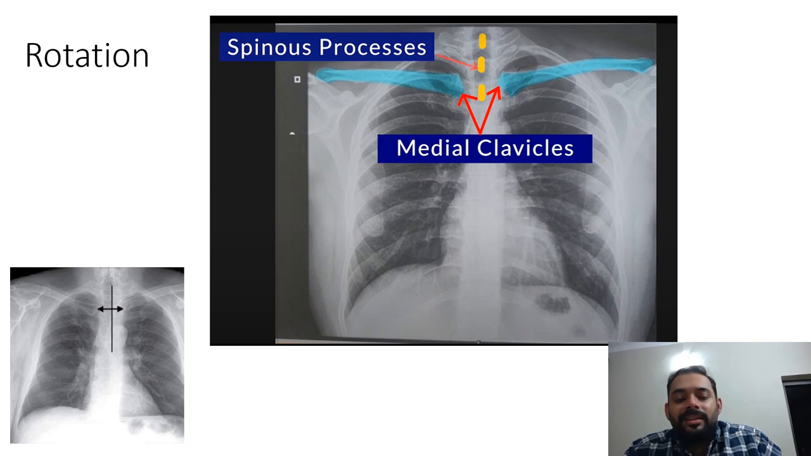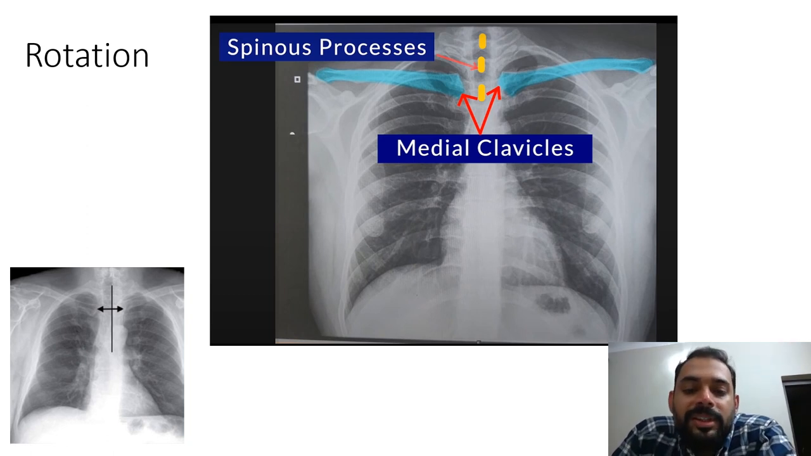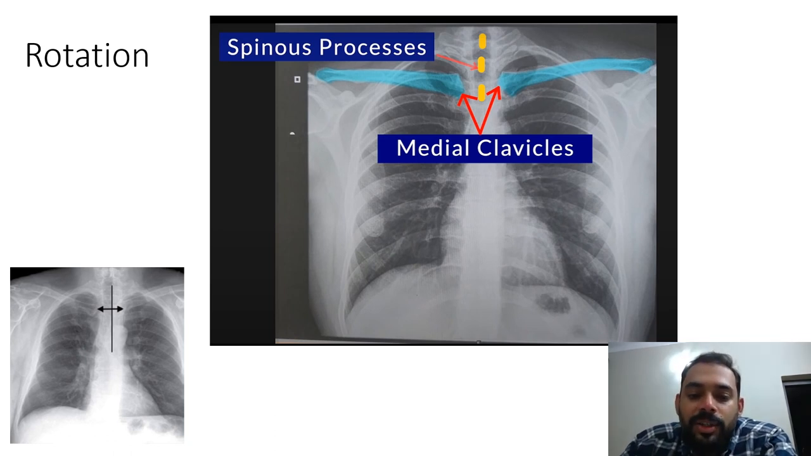Now the next important factor we have to look at is the rotation of the film. We have to see whether the film is rotated or not. For this, we have to look at the spinous processes, and we have to look at how much distance it is from the medial end of the clavicles. For a patient to be correct, it has to be equidistant from both the medial heads of the clavicle.